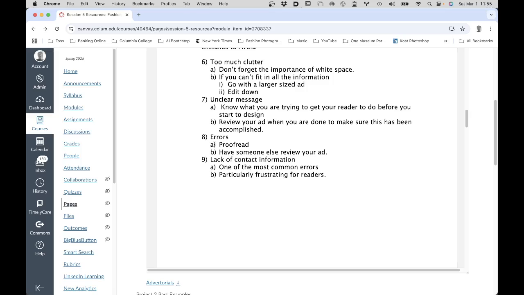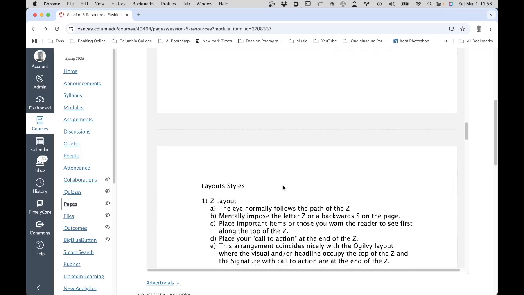Errors. This is the biggest thing that you guys will struggle with here. It's the one that comes up in this class over and over and over. Proofread. How many times have you gotten an email that instead of the word Y-O-U-R, it's just the word Y-O-U? So instead of saying, I love your work, it's saying, I love you work. You sound like an idiot. Your ad will be even more laughed at and really is an idiot. You won't be able to use it in your portfolio. Read your work aloud, have somebody else read your ad, and again, lack of contact information.